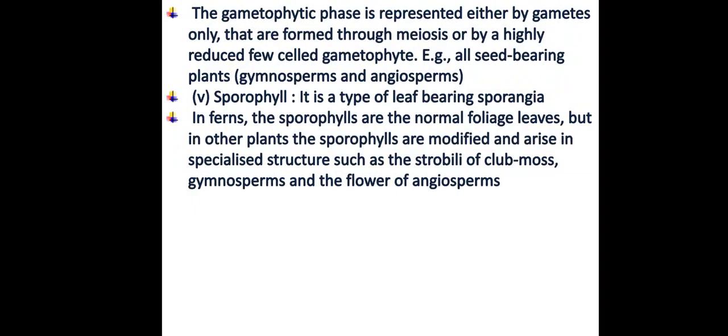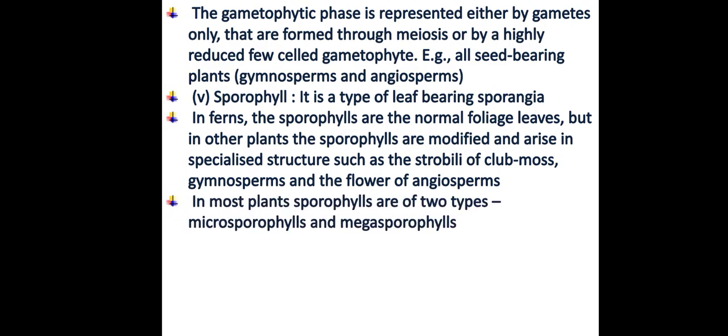Sporophyll. It is a type of leaf bearing sporangia. In ferns, the sporophylls are the normal foliage leaves, but in other plants, the sporophylls are modified and arise in specialized structures such as strobili of club moss, gymnosperms, and the flower of angiosperms. In most plants, the sporophylls are of two types, microsporophylls and megasporophylls.